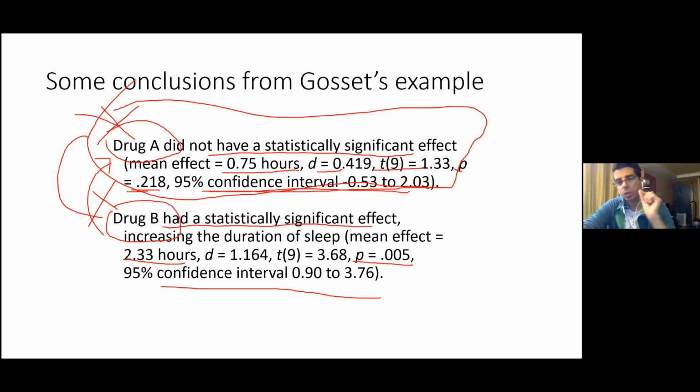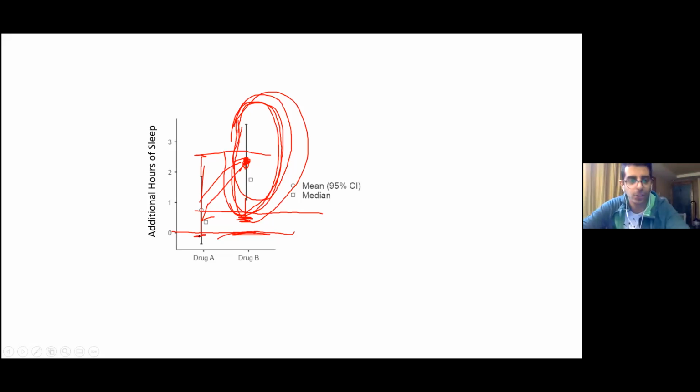So never use this rule where, oh, drug A was not significant, drug B was significant, so if I compare drug B and drug A, it will be significant. No, this rule does not apply at all. It could be significant, could not be significant. In this case, it was significant, but that's just this case.